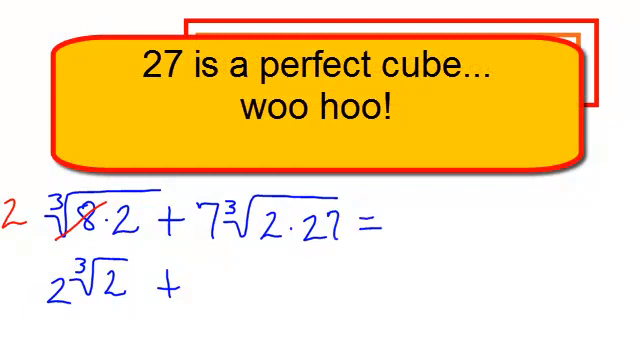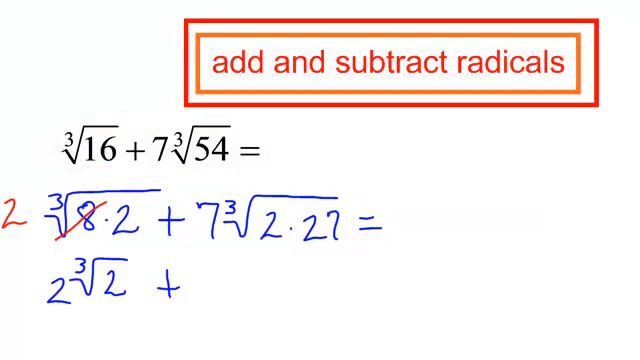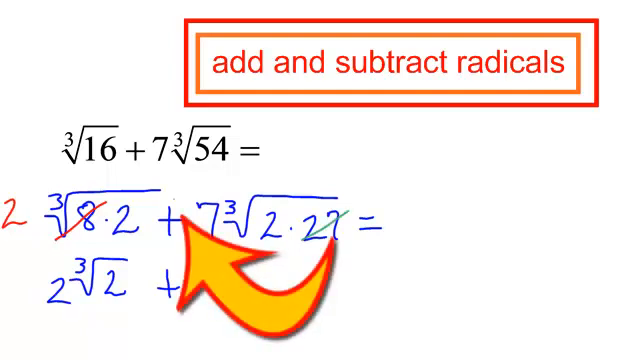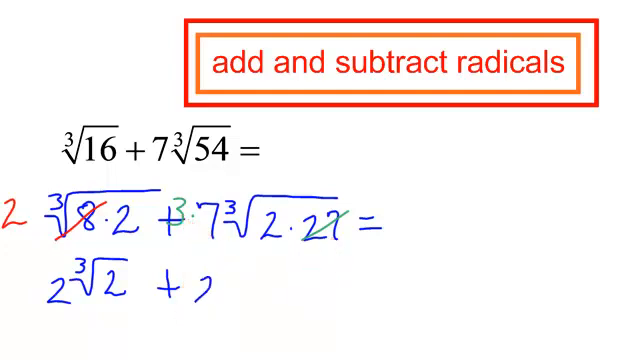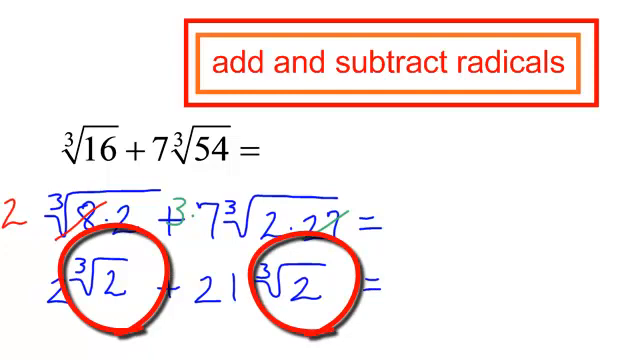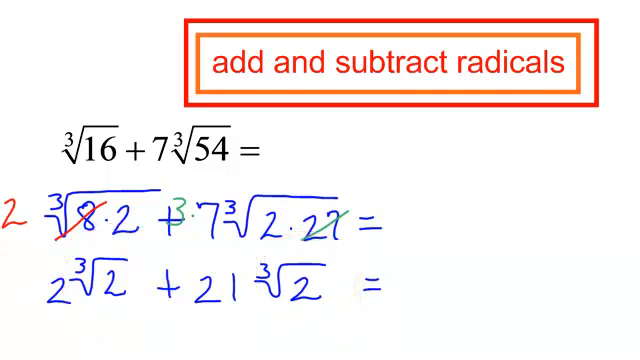That little index card I suggested that you make in an earlier video really helps you become familiar with what numbers you're looking for. The cube root of 27 is a perfect 3, so a 3 comes out. 3 times 7, that would be 21, and I would have the cube root of 2. Now maybe I'm done, and maybe I'm not. I have 2 cube roots of 2 plus 21 cube roots of 2. That will be 23 cube roots of 2.